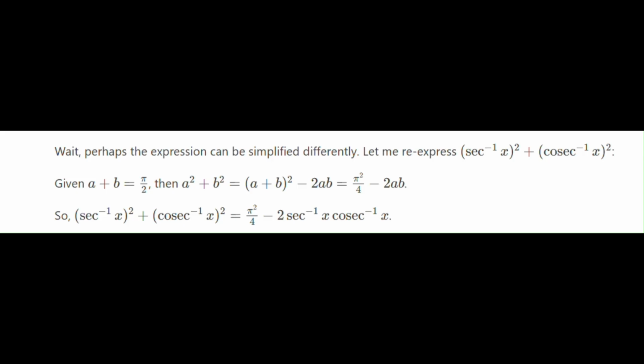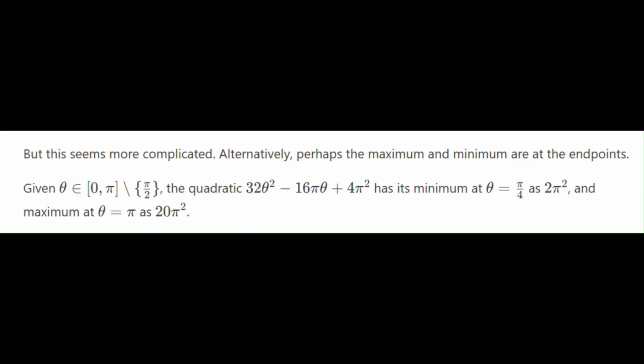Let me re-express inverse secant of x squared plus inverse cosecant of x squared, given a plus b equals pi over 2. Then a squared plus b squared equals (a plus b) squared minus 2ab, which equals pi squared over 4 minus 2ab. So, inverse secant of x squared plus inverse cosecant of x squared equals pi squared over 4 minus 2 times inverse secant of x times inverse cosecant of x. But this seems more complicated. Alternatively, perhaps the maximum and minimum are at the endpoints.